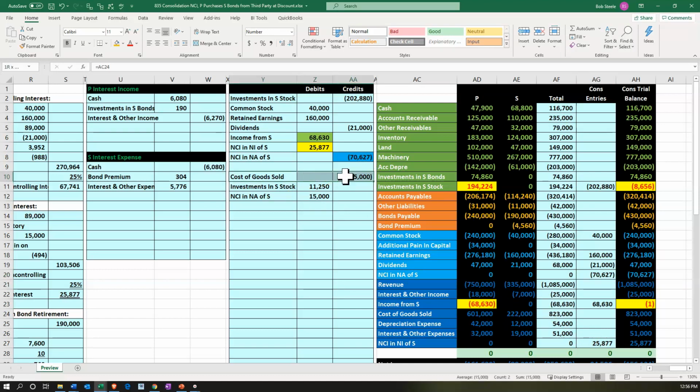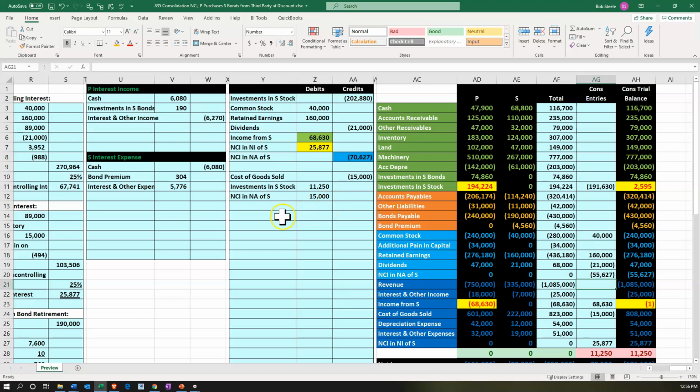Now let's record this one that we just did. So that's going to be the cost of goods sold down here. Cost of goods sold. Let's record that. And that's going to be broken out between the investment in S stock. So I'm going to say F2 plus F2, 11,250, and then the non-controlling interest down here is going to be F2 plus F2. That's going to be the 15,000.